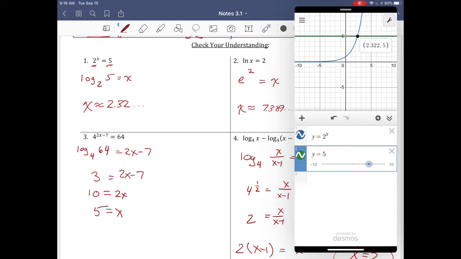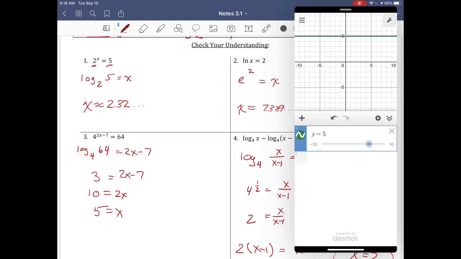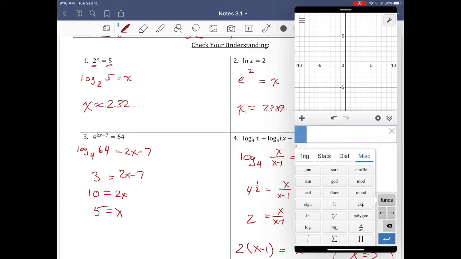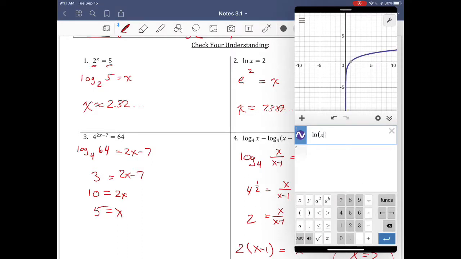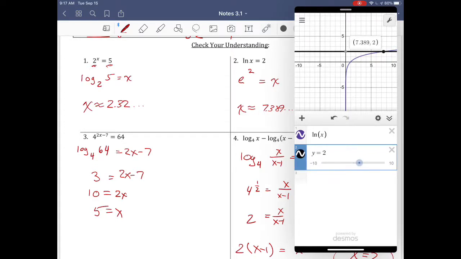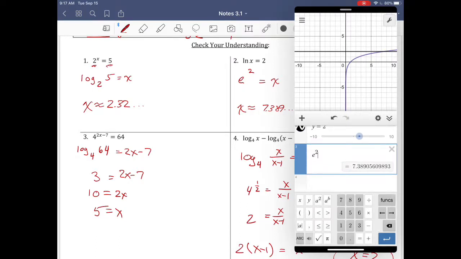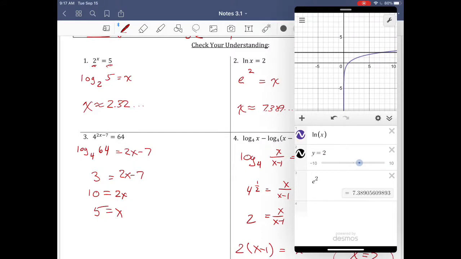For number 2, once you convert e squared equals x, you can just evaluate e squared on your calculator. Or you can graph, of course, natural log of x. Graph y equals 2. And then find their intersection point. Or, as always, you can do e squared and get that same number. So it's nice to have a couple of different approaches here.